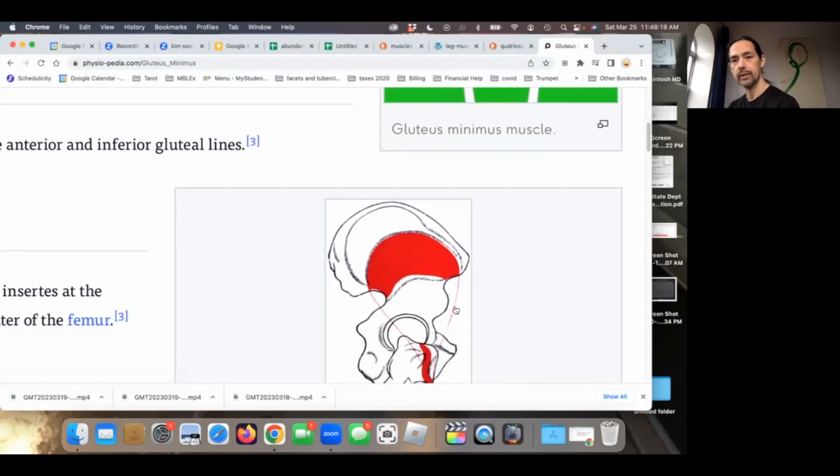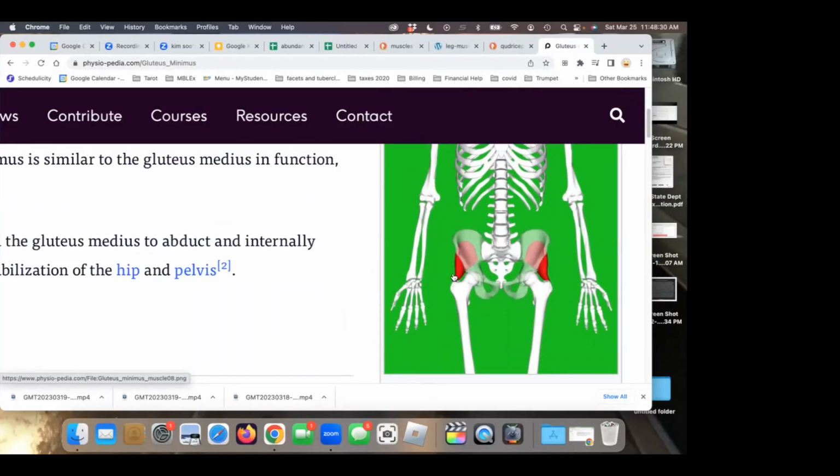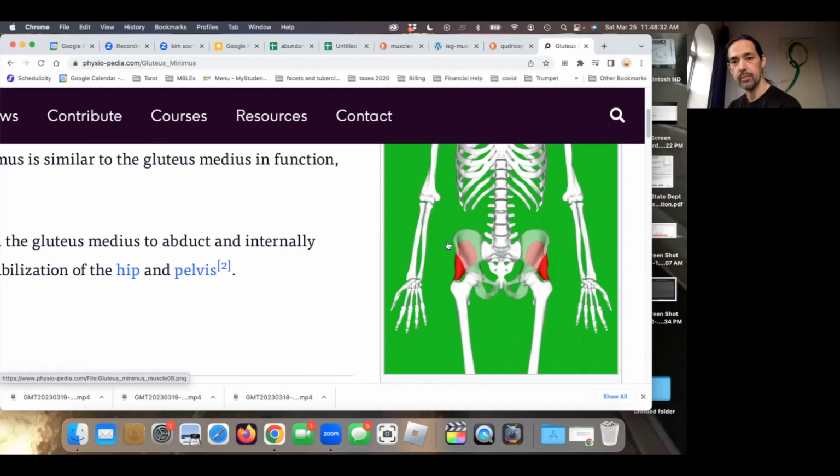There's another drawing of it. It shows the outline and it shows the muscle belly. Glute med would be here. Glute min is underneath. The glute min is here. The glute med would be above that, and the glute max would be in the back.